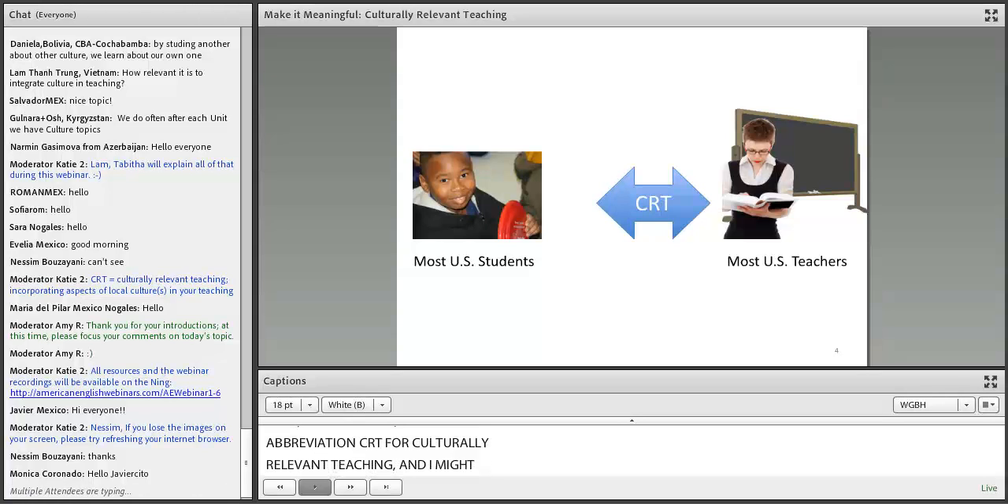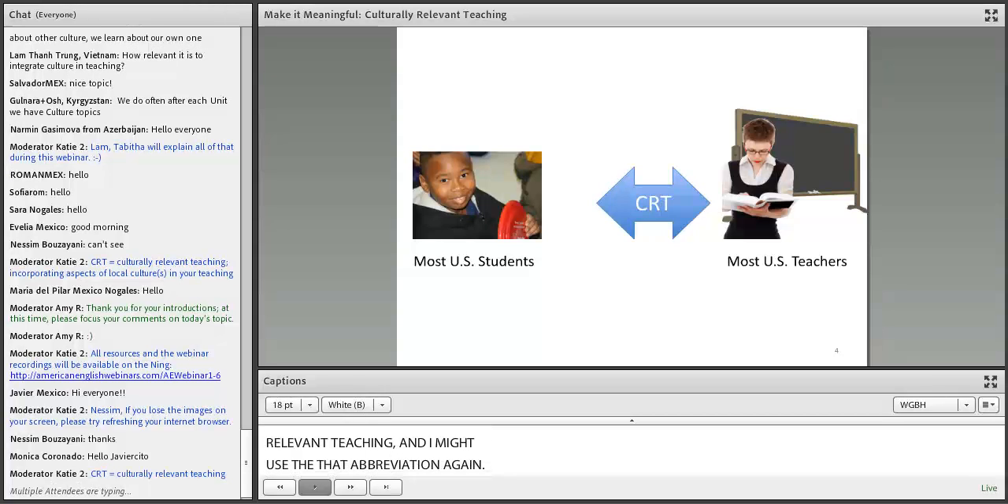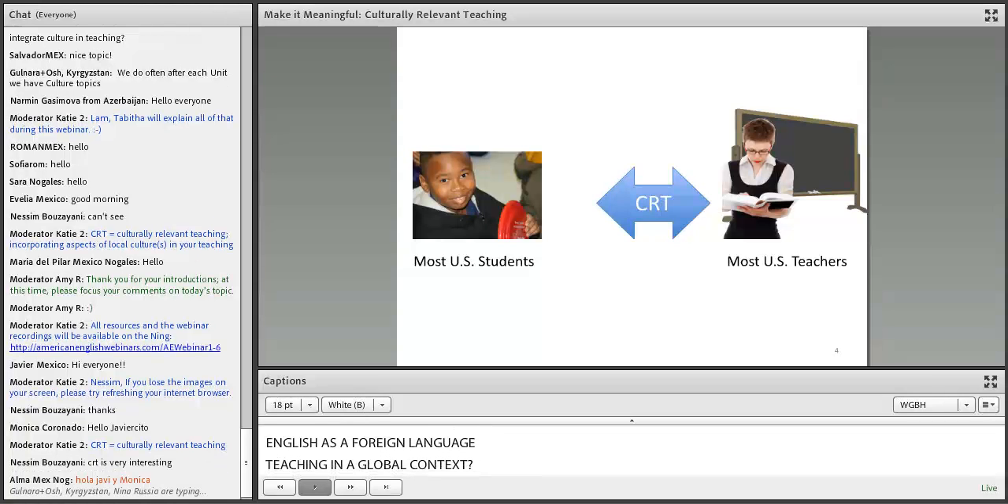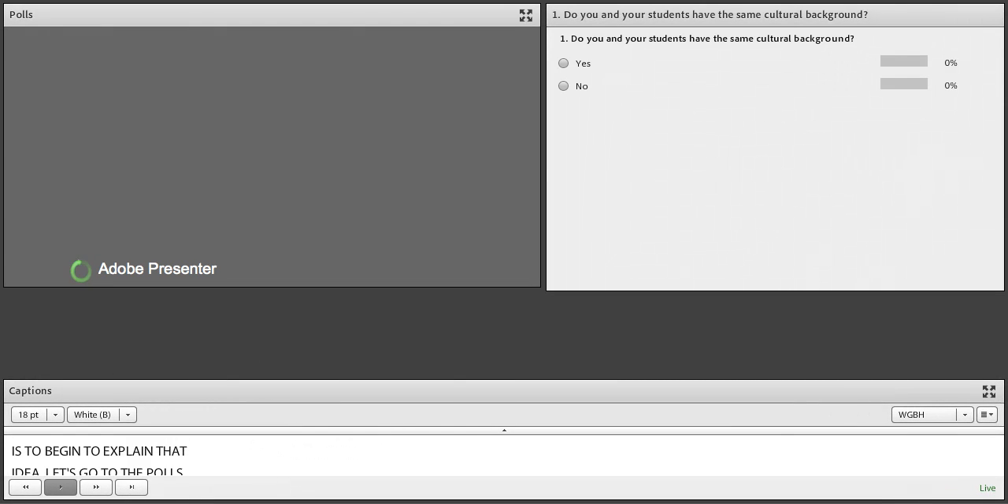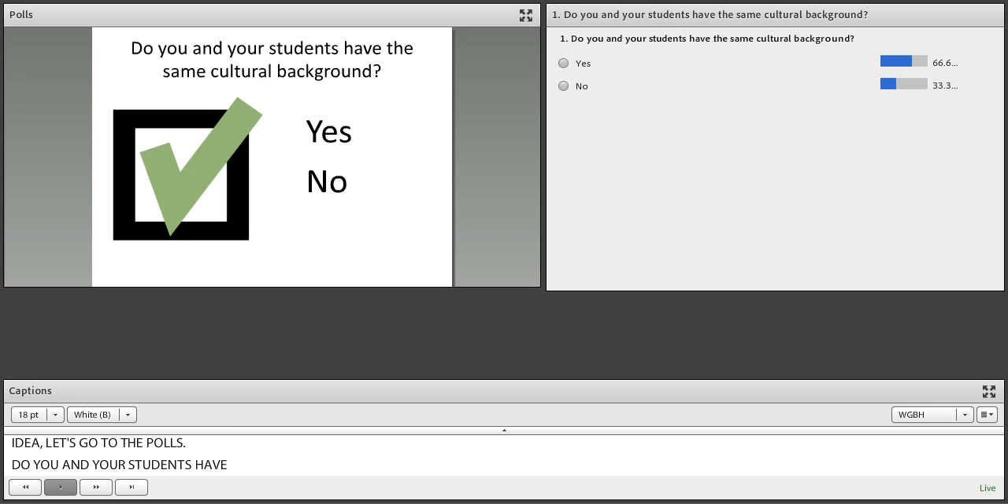So how does this idea relate to English as a foreign language teaching in a global context? To begin to explain that idea, let's go to the polls. Do you and your students have the same cultural background? What do you say so far? Okay, that was a brief 100% yes.